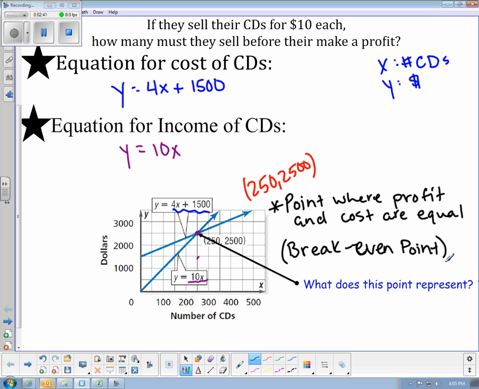Okay, so that tells us that at that point he's sold 250 CDs and made 2,500 bucks, and that's his break-even point. Anything beyond that, now he's moving into profit. So now he'll be earning some money instead of having to pay money, which is good. That's what bands, musical artists usually want to do.